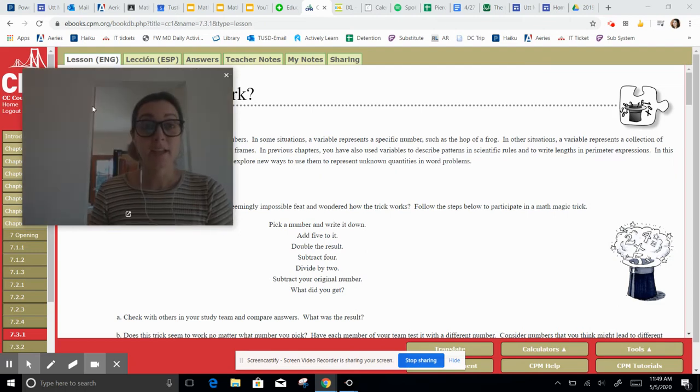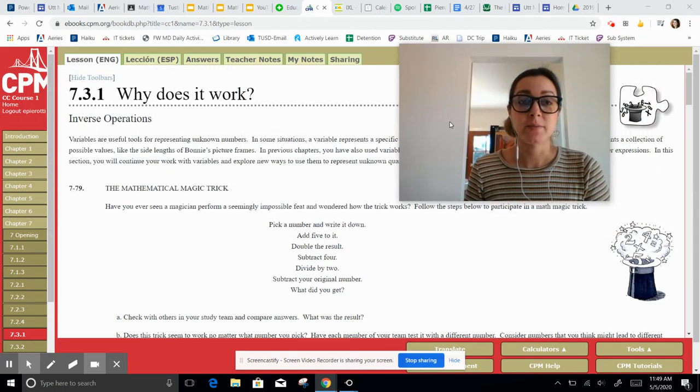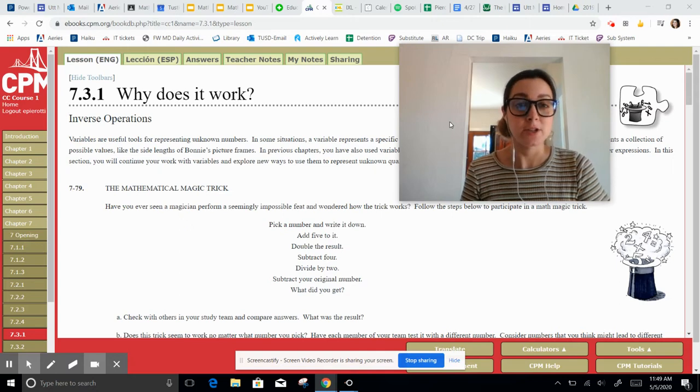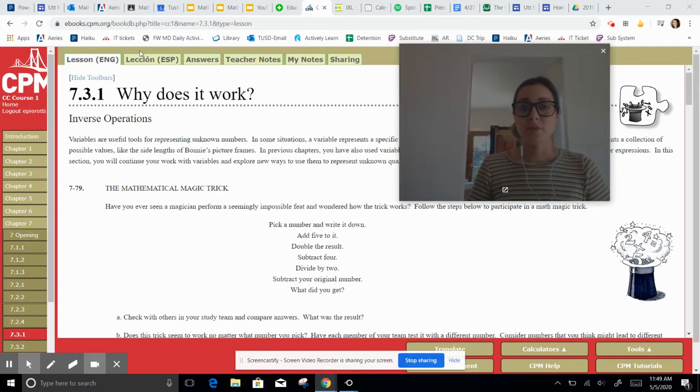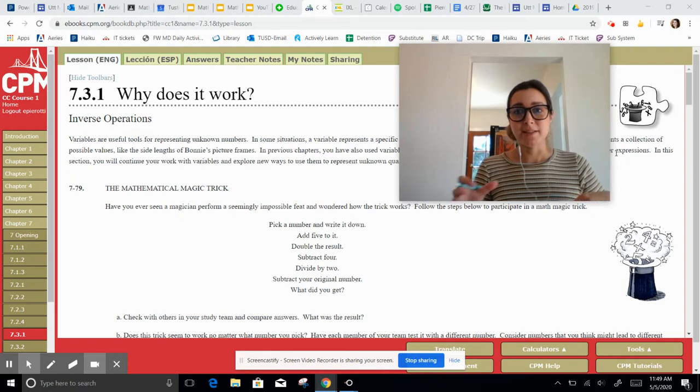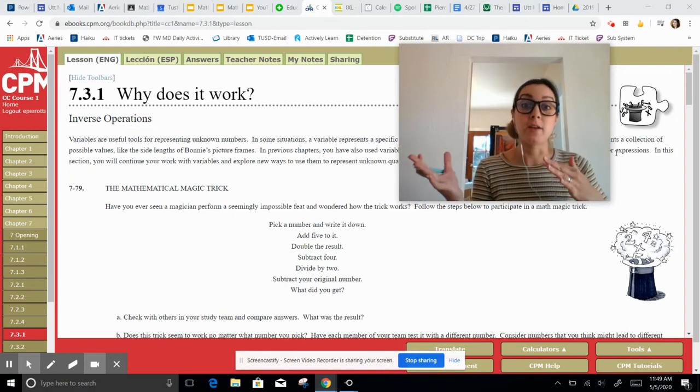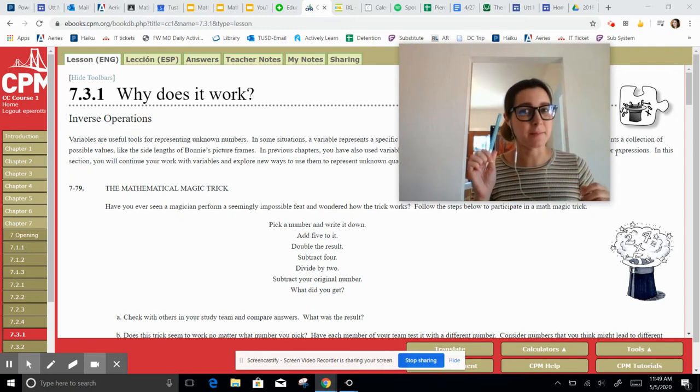And our lesson today is from 7.3.1. We're going to be talking about inverse operations. And if you remember, inverse means like the opposite of. Okay, so just kind of keep that in mind.